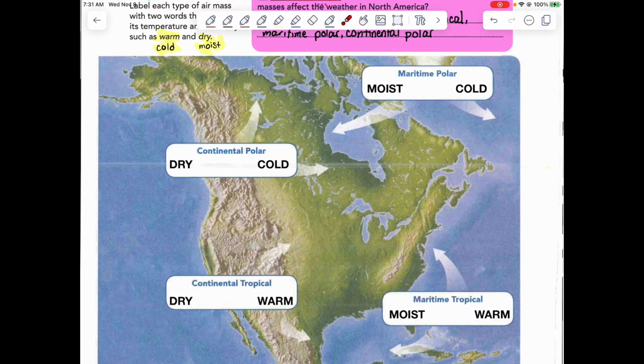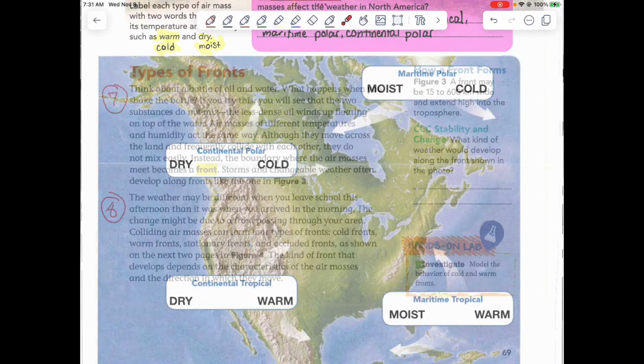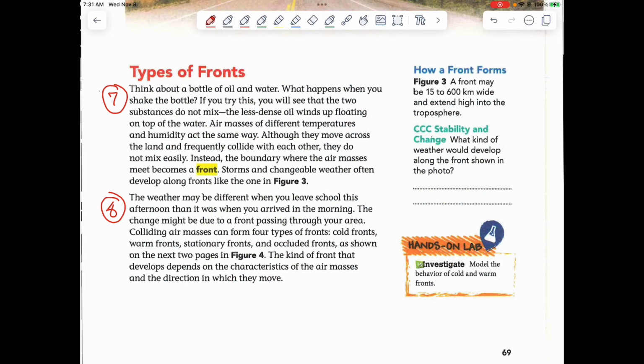Make sure you get those filled in correctly. Make changes if you need to. Pause if you need to before moving on. On page 69, please make sure you number your paragraphs 7 and 8 for types of fronts.